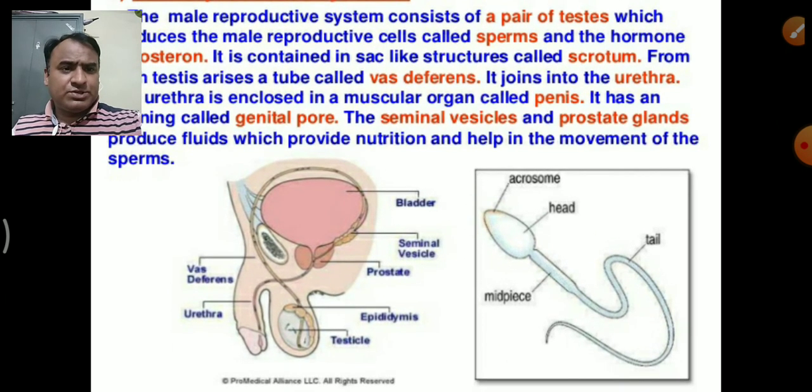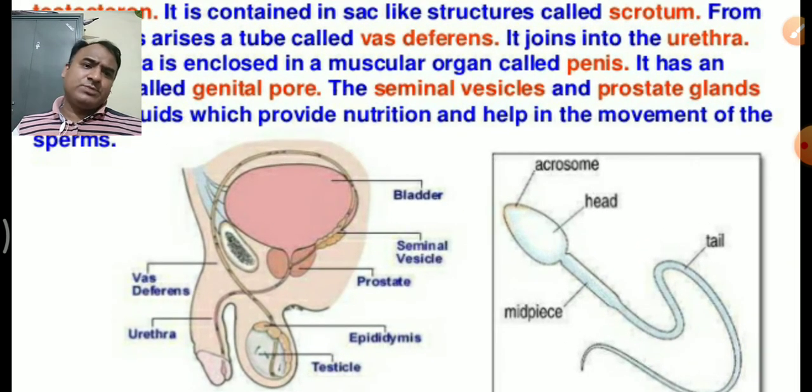This is the structure of a sperm. A sperm has a head and a tail. At the tip of the head there is an acrosome having some lytic, degrading enzymes. These enzymes break the wall of the ovum so that the sperm can easily move inside the ovum.